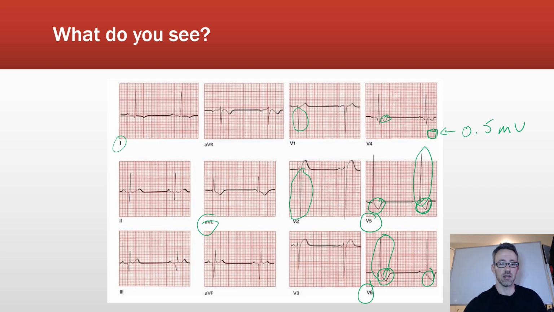You can see it in AVL and 1, and if you recall, 1, AVL, V5, and V6, what they have in common is that they all look at the left lateral aspect of the left ventricle, and they all have inverted T waves. So it makes sense that they would all show similar findings. And so that definitely suggests that this is left ventricular hypertrophy with strain.